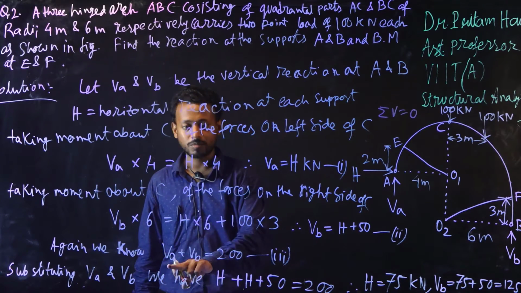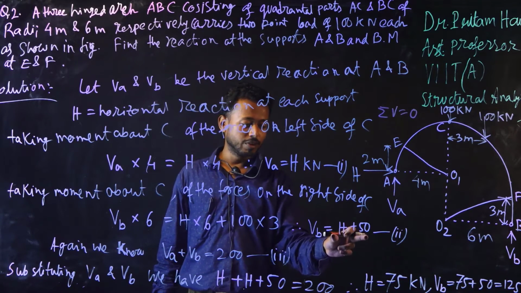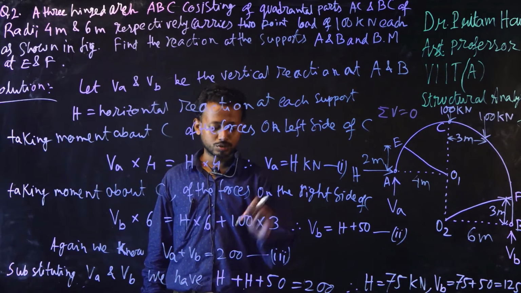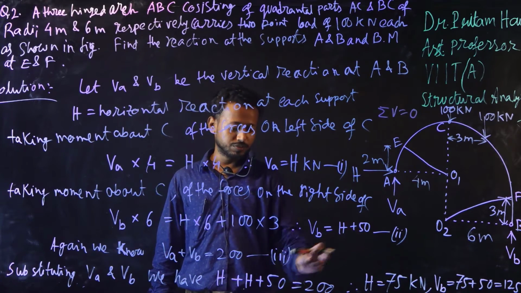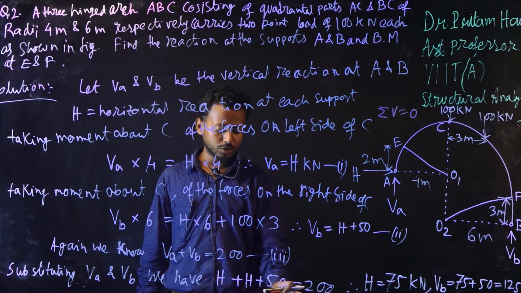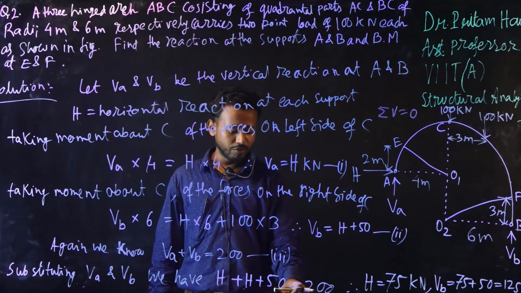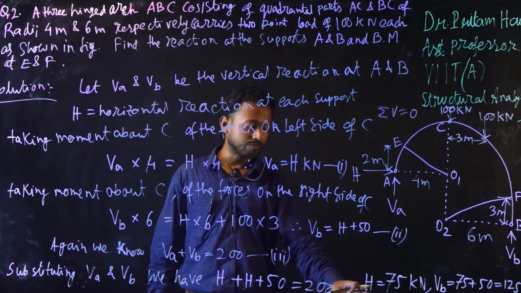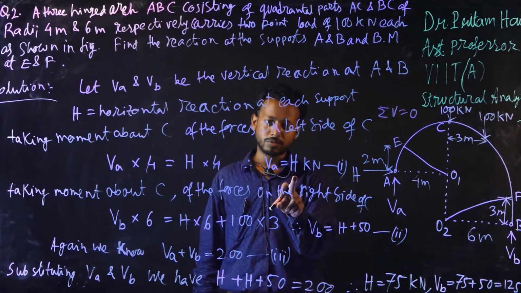So in equation number 3 we will put the VA value and VB value. So we have VA equals H, and VB equals H plus 50, equals 200. So 2H plus 50 equals 200. So 2H equals 150. So H equals 75. H equals 75 means VA equals also 75.